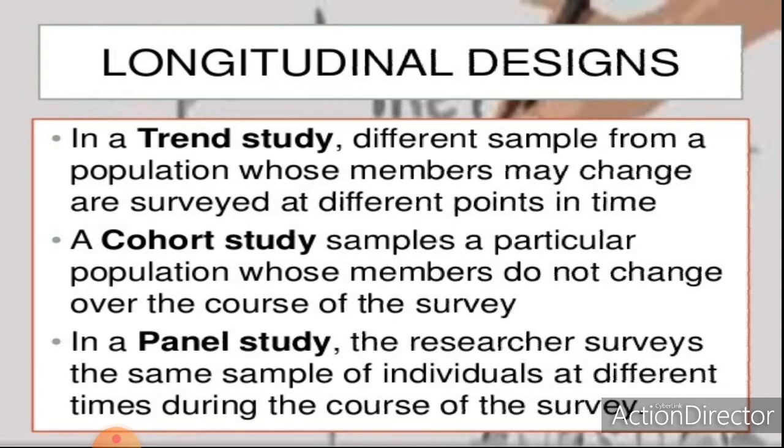Next is cohort study. In cohort study, population and sample are not changed. In other words, cohort study takes sample from the same class every time. Suppose a researcher takes a sample of students from 2004 batch. Every time he takes the same sample.